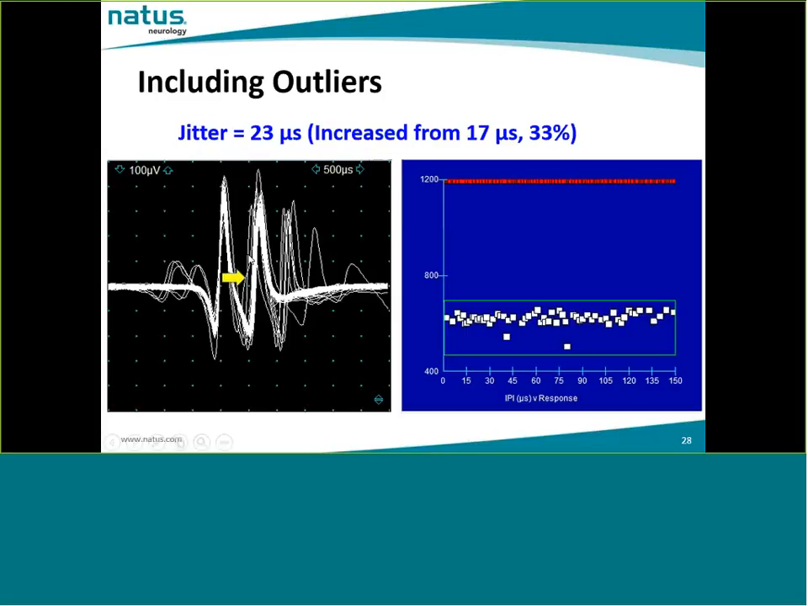In the past, we would have gone to these particular traces and we would not be sure whether to exclude or include them. Reaching them would have taken a lot of time. But when we look at the distribution of interpotential intervals, it is very easy to recognize them and very easy to exclude them. So this is one of the graphical tools that we use in jitter analysis.